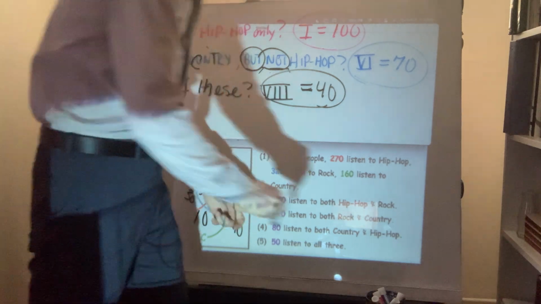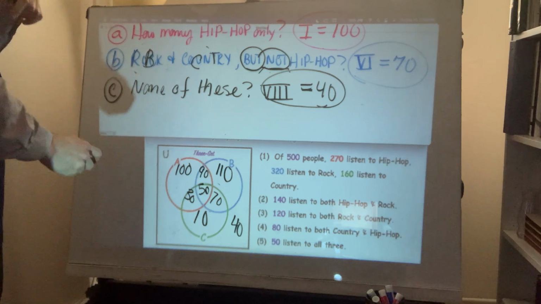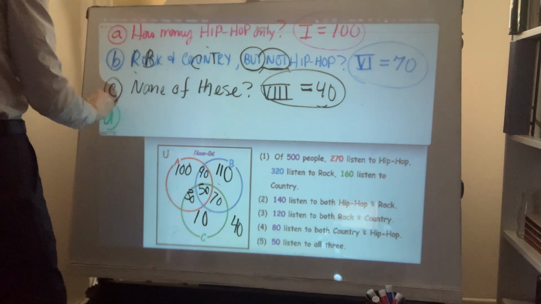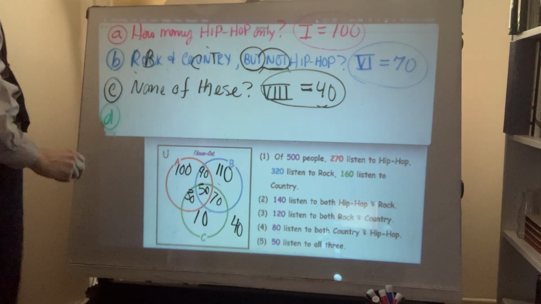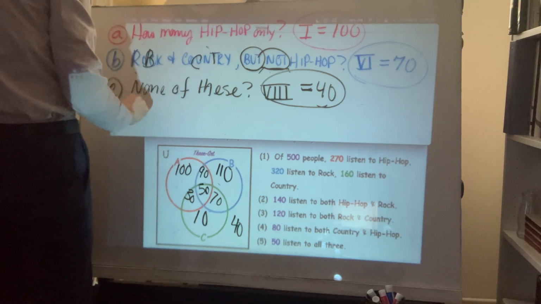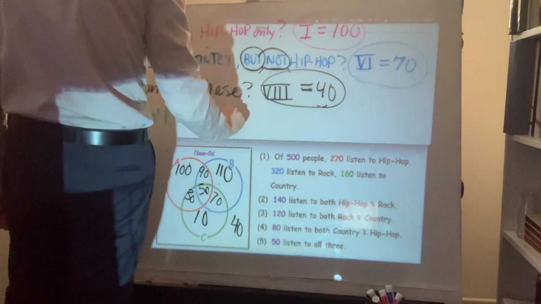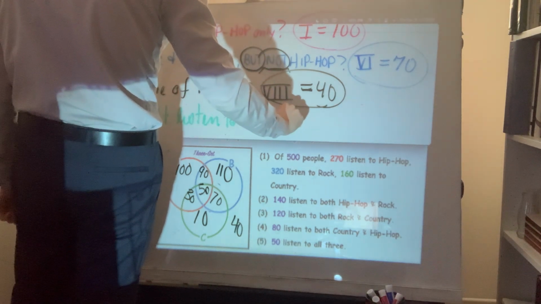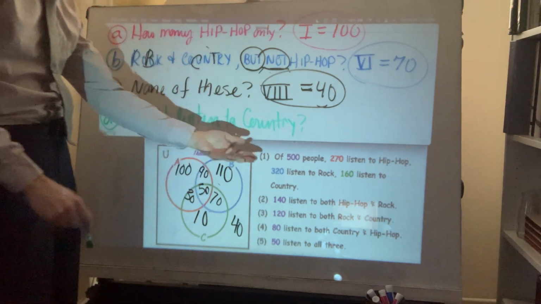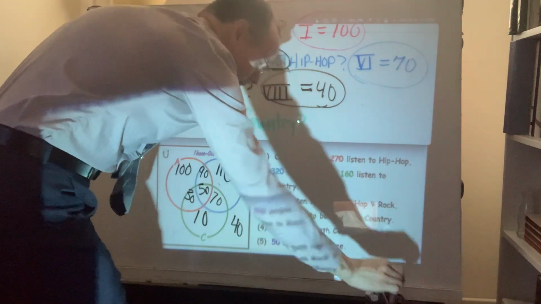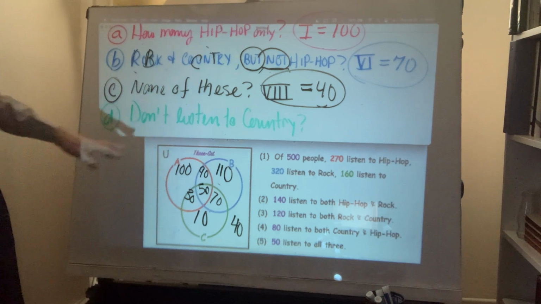And now the last one, hopefully this green will cooperate. Don't listen to country. This is the more challenging of the questions because there are a lot of steps involved here, but we'll work it through. Yeehaw. Now, there's listen to country, and then there's don't listen to country, which is basically a complement of country. This is asking for the complement of country.